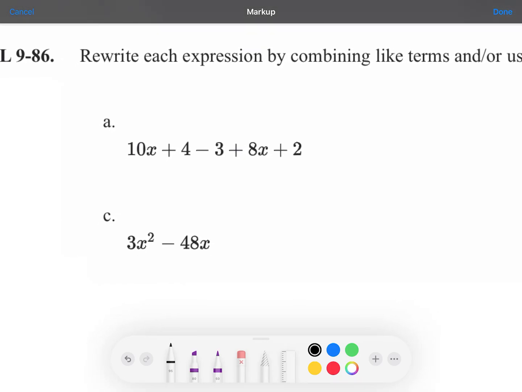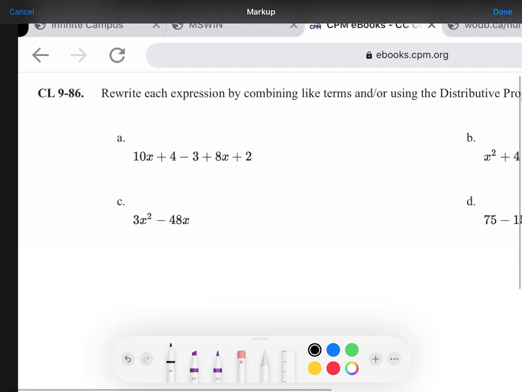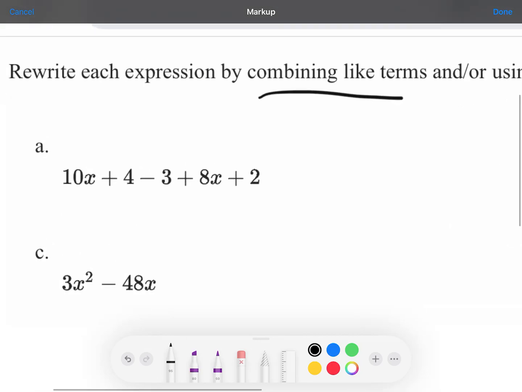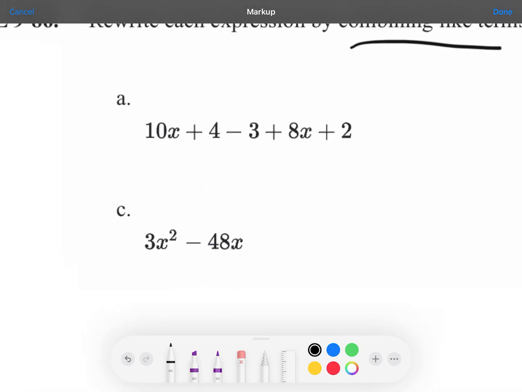Hey there. If you're having questions on 86, I'm just going to go over these problems, and they're asking you to combine like terms or use the distributive property. And the harder part is probably the distributive property, not the combining like terms. So when we look at A, I don't necessarily have a distributive property. What I have then is just combining like terms.